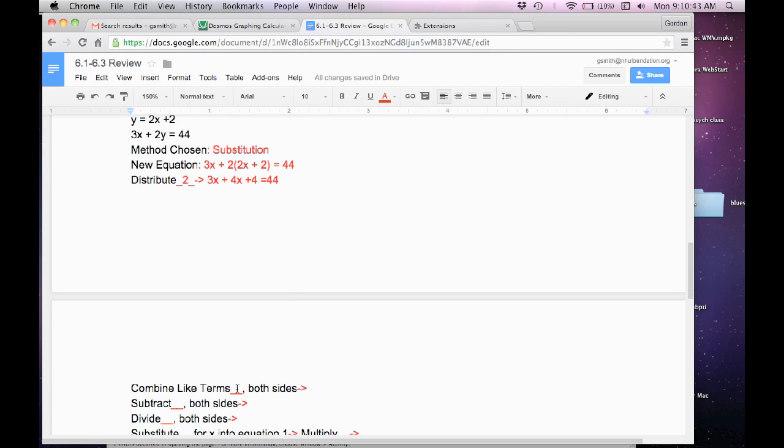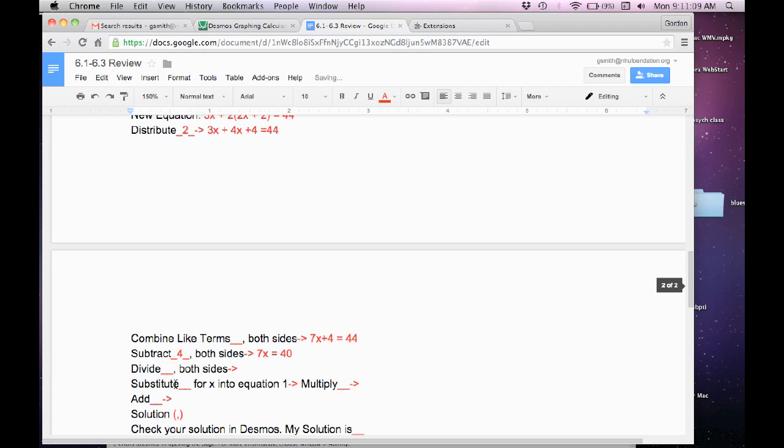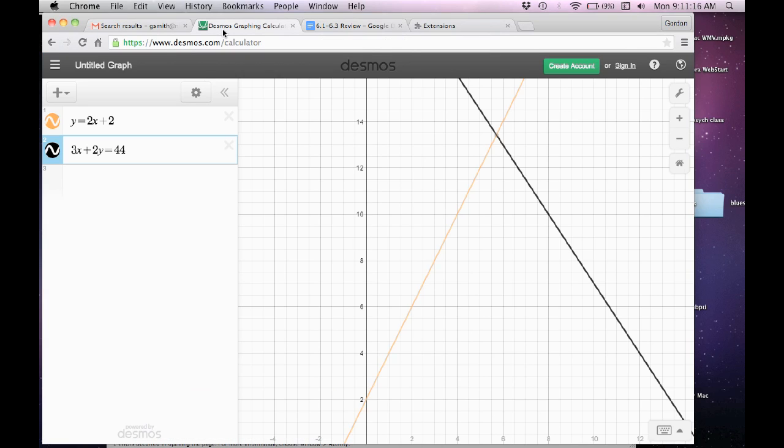3x plus 4x, so we're going to combine like terms on both sides, and that's going to get us 7x plus 4 is equal to 44. And we'll subtract 4 from both sides, naturally. And that gets us 7x is equal to 40. And then we'll divide by 7 on both sides. And that will get us, I don't know, 40 divided by 7. Let's see, Desmos, what you got?